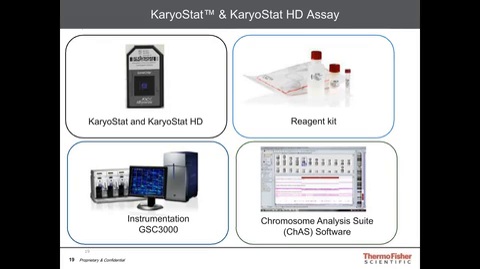This slide summarizes the kits and the instrumentation required to carry out this assay. The assay requires the exact same instrumentation as PluriTest, a fluidics station for washing and staining, and a scanner to scan the chips, GCS 3000. Analysis software CHAS, which is freely downloadable and open to all.